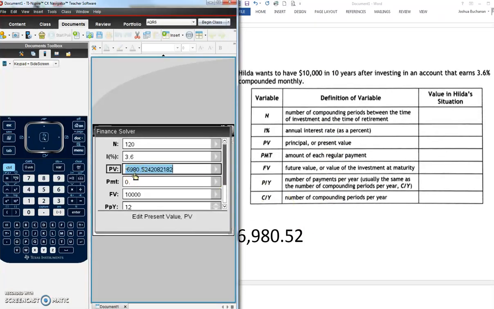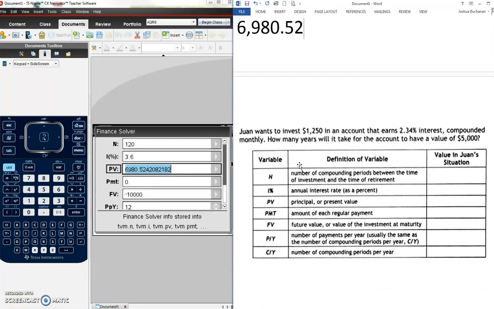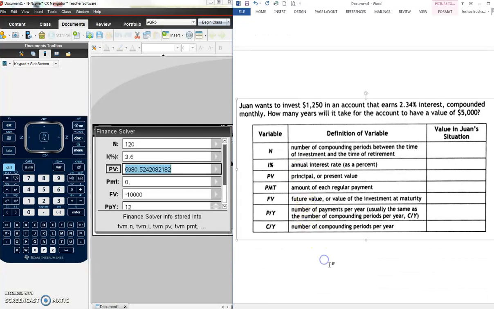Again, it shows a negative present value. So if I want that present value to be positive, I got to change future value to be a negative. Press enter, and present value will now be positive. Let's do one more example without a payment. And let's look at Juan. Juan wants to have $1,250 in an account that earns 2.34% interest, compounded monthly. How many years will it take for the account to have a value of $5,000?